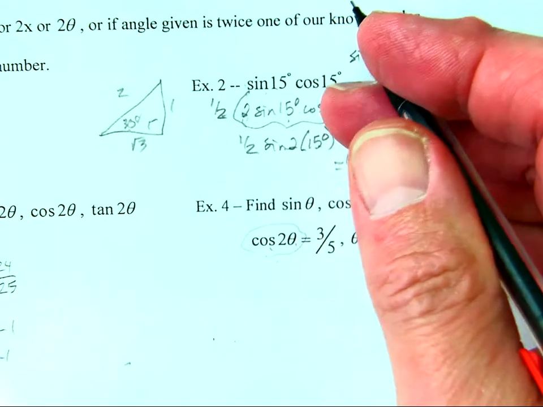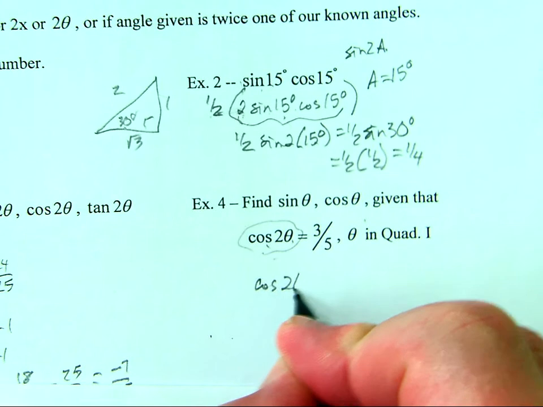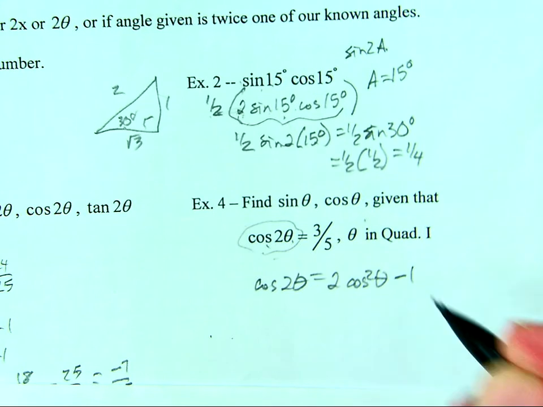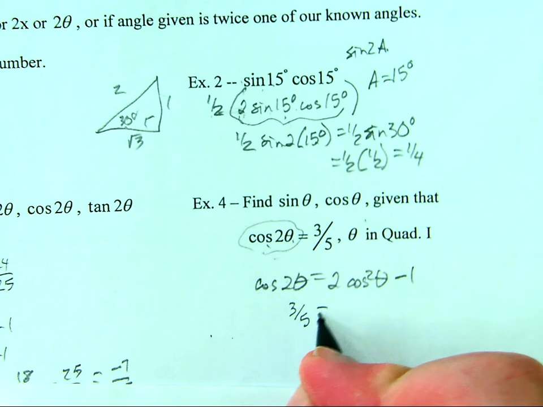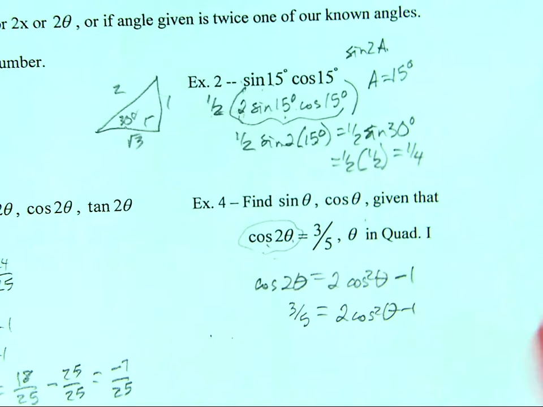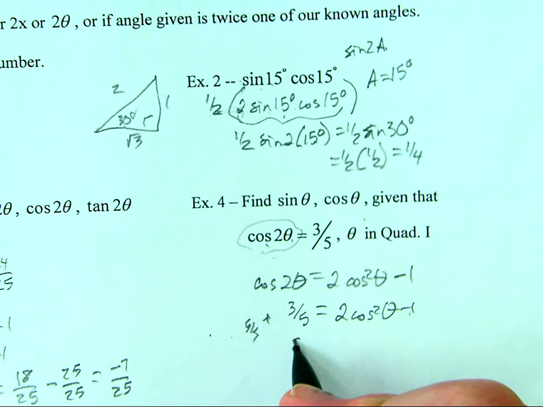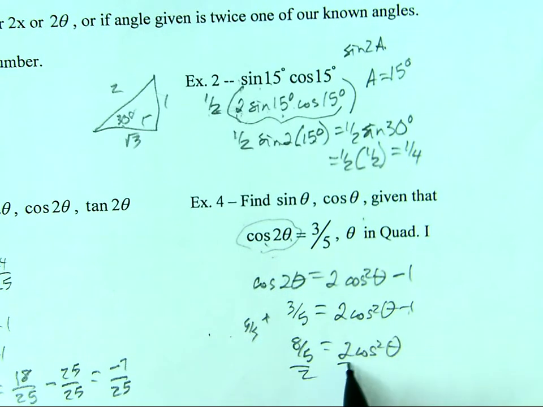So let's say we chose that third one. So let's write it out. The cosine of 2 theta equals 2 cosine squared theta minus 1. Now let's plug in. We know the cosine of 2 theta is 3/5, so that goes over here. So now we have this. Now we need to solve for cosine. So first, if we add 1, well, adding 1 is like adding 5/5. So now we have 8/5 equals 2 cosine squared theta. Now we want to divide by 2. If we divide by 2, 8/5 divided by 2 is 4/5.